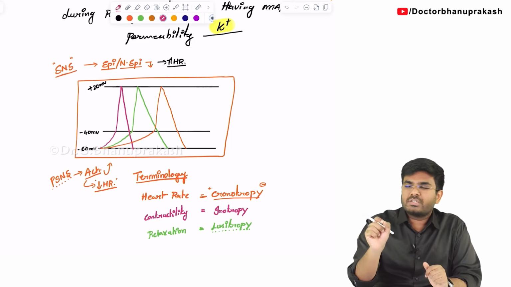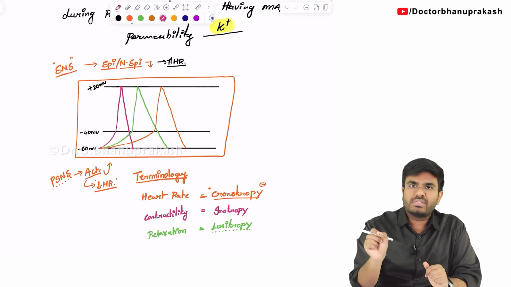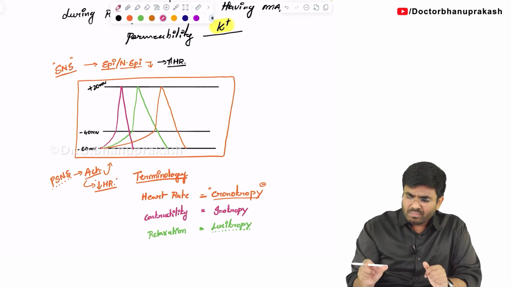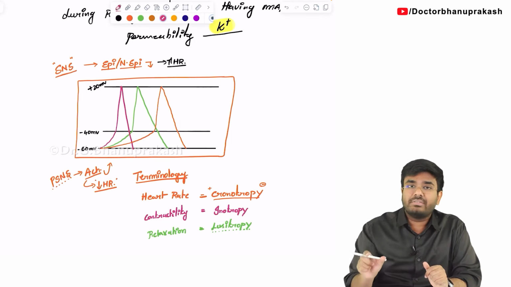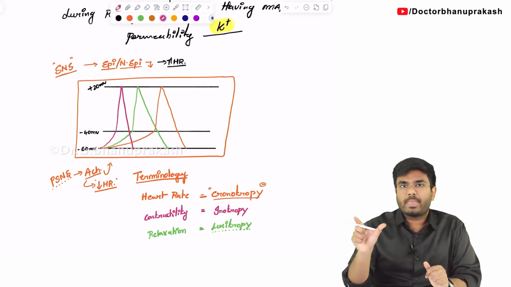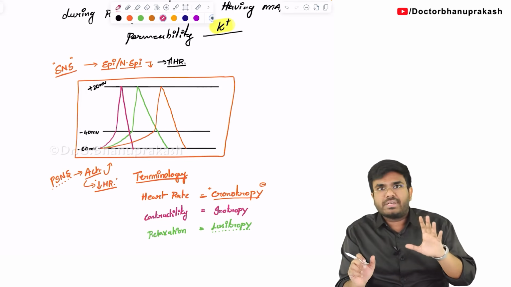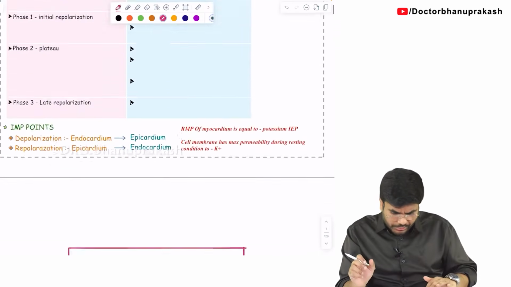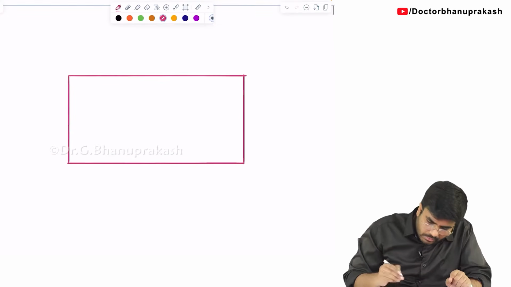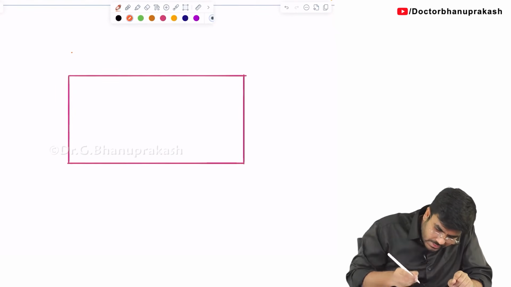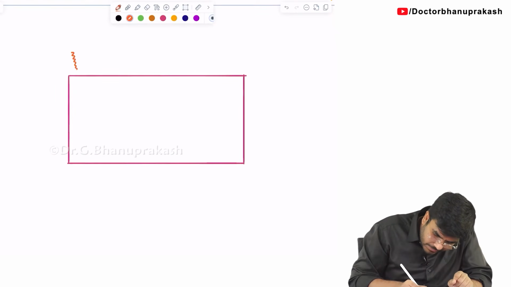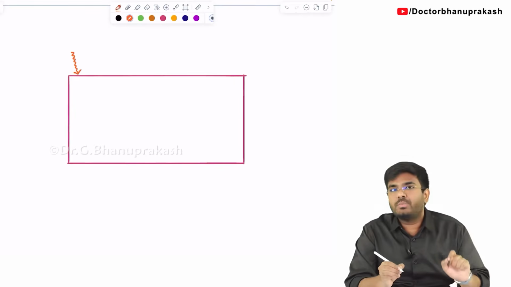From the AV node, these action potentials, or this electricity, will spread through the bundle of His. And from the bundle of His, the electricity will go into the Purkinje fibers. From the Purkinje fibers, this electricity is coming and touching the myocytes. So here I am showing you, let's say this is the ventricular myocyte. Now, from the Purkinje cells, this electricity is coming and touching it. This is the stimulus.